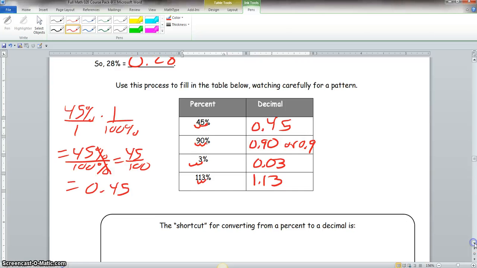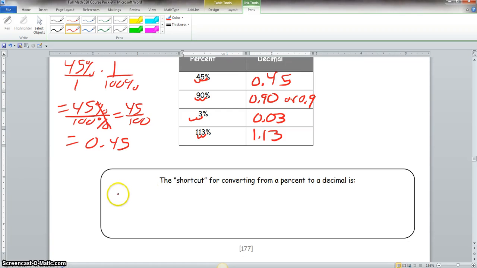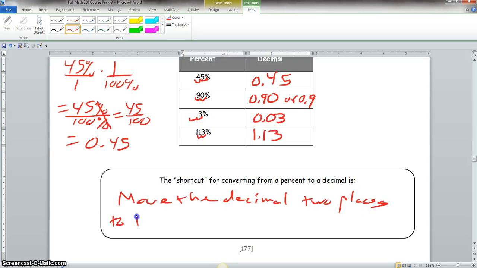It says here the shortcut for converting from percent to decimal is move the decimal 2 places to the left and drop the percent sign.